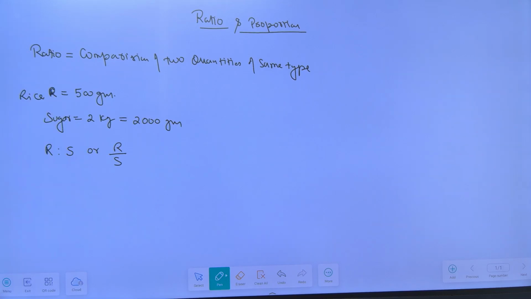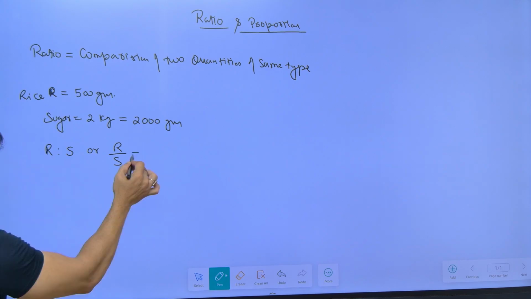So here, if you have to find out the ratio of rice is to sugar, how much rice do we have? 500. How much sugar we have? 2000. What is the ratio? 1:4 or 1/4, right?